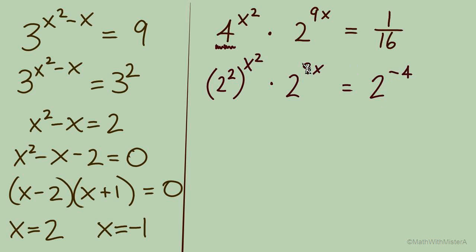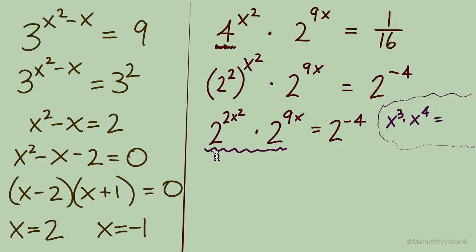Now thinking back to our property, we really only saw one base on each side, and here we have two factors, which is stopping me from trying to use that property right now. I should come up with a way to simplify this expression, which you can do because we have the same base. Let's first deal with what we see here, an exponent outside of parentheses. The rule for exponents there is we multiply exponents. So we can simplify this part as 2 to the power of 2x squared. I'll bring down times 2 to the power of 9x equals 2 to the power of negative 4.